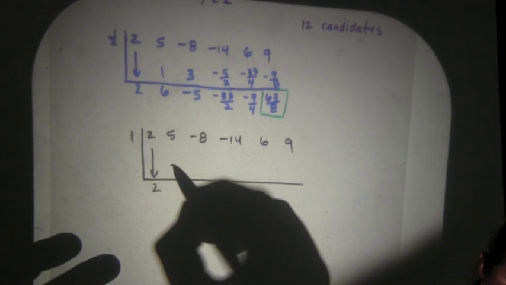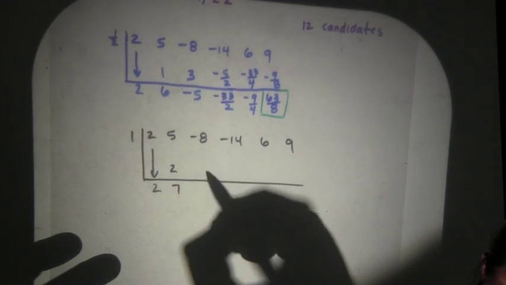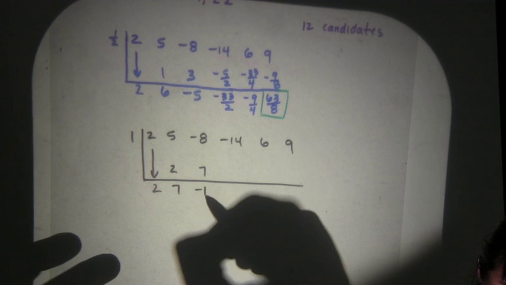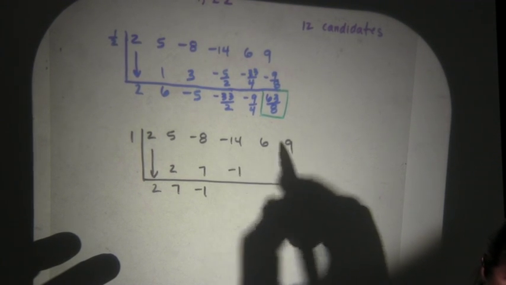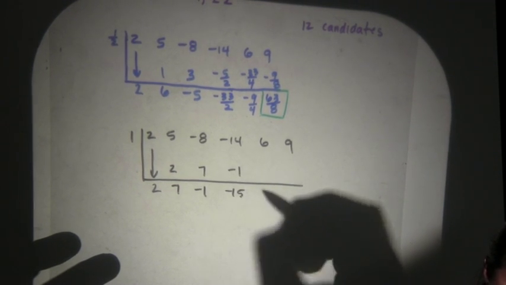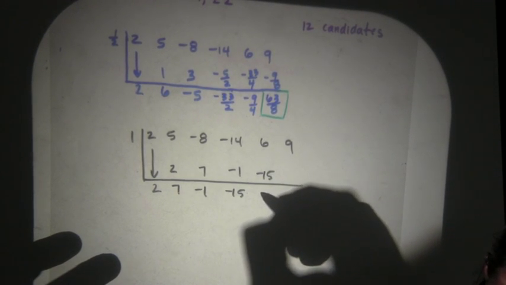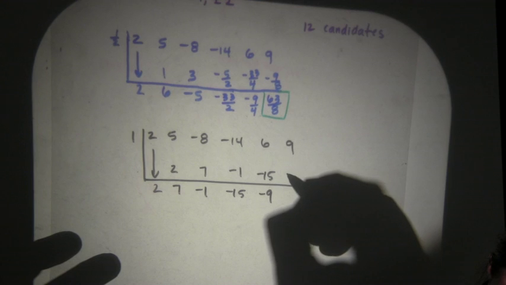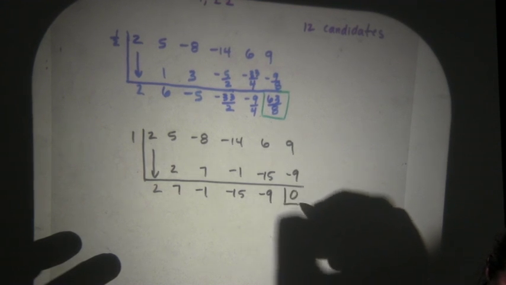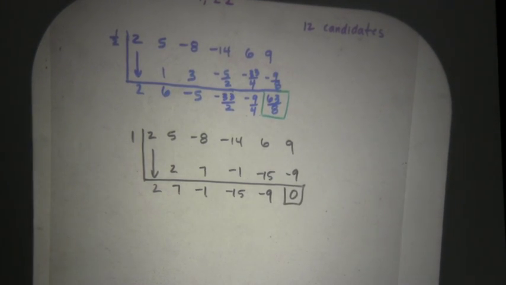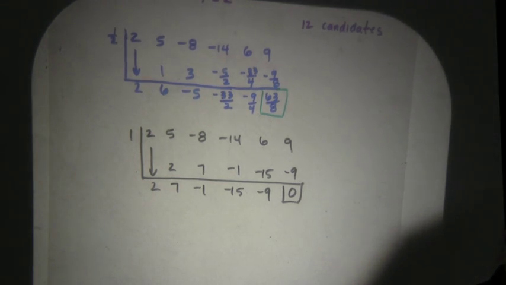We get 2 times 1 is 2, 5 plus 2 is 7, 7 times 1 is 7, 7 minus 8 is negative 1, negative 1 times 1 is negative 1, negative 14 minus 1 is negative 15, negative 15 times 1 is negative 15, negative 15 plus 6 is negative 9, negative 9 times 1 is negative 9, so you get 0. Yay, see, I told you. So at this point, we have that 1 worked. Okay, so we got a 0 remainder.